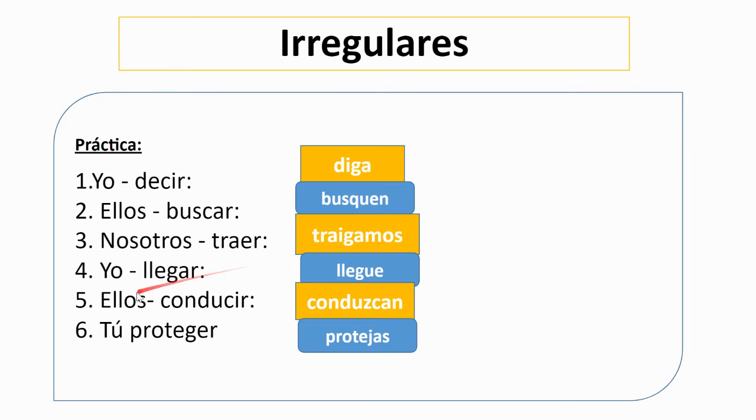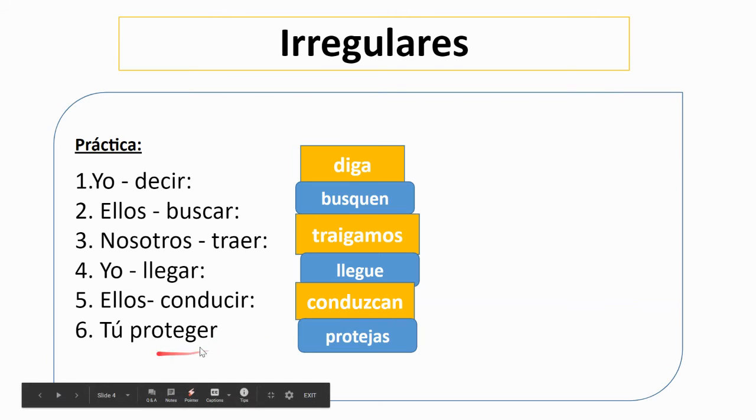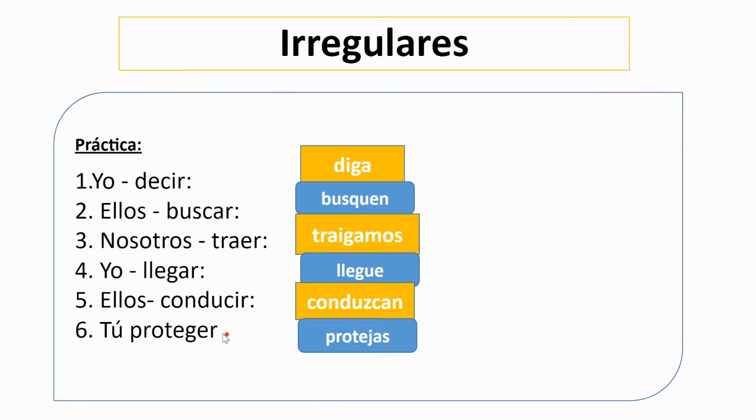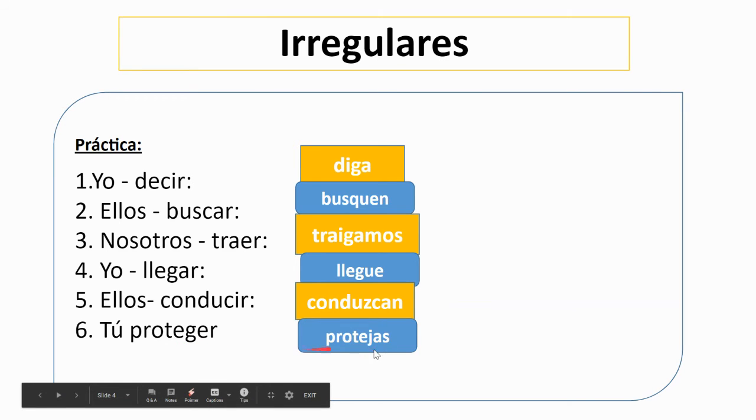We get traigamos. Llegar. Another gar. We need to change our spelling. Llegue. Llegue with an emphasis here and not here. It's not the preterite. Conducir, an irregular CIR in the yo form conduzco, ZCO. So we drop and swap, conduzcan. Proteger, another irregular. Skipped it before, I apologize. Proteger, GER. Therefore, in the yo form will be protejo. Drop the O and swap the ending. Tú protejas, you protect.